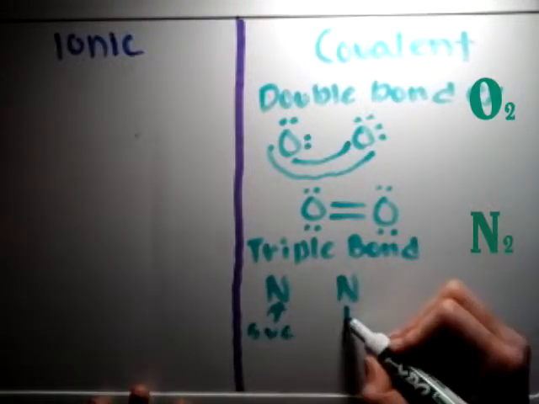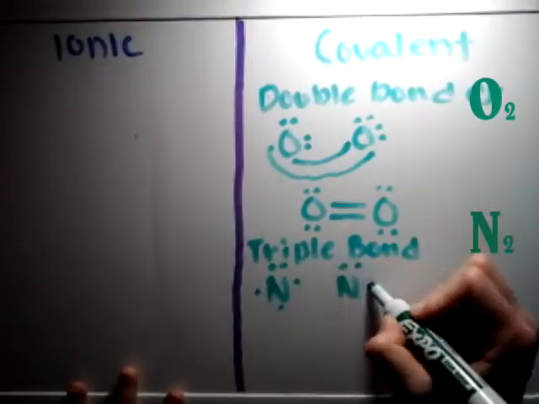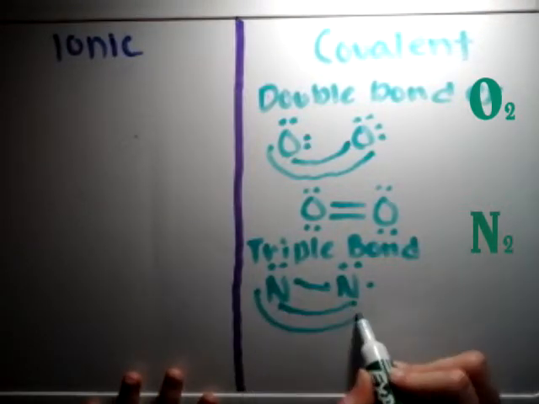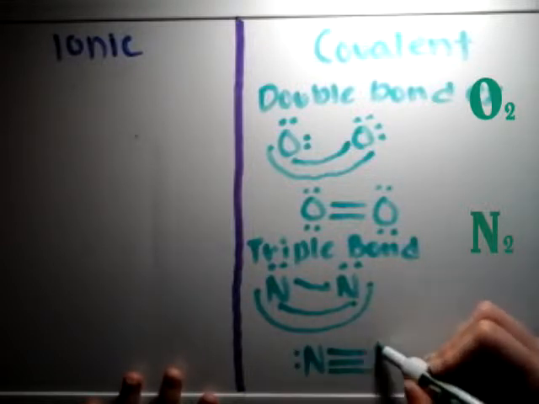Nitrogen has 5 valence electrons, so the lone electrons pair between the two atoms, and you have a triple bond between them.